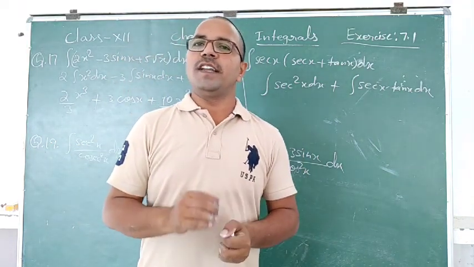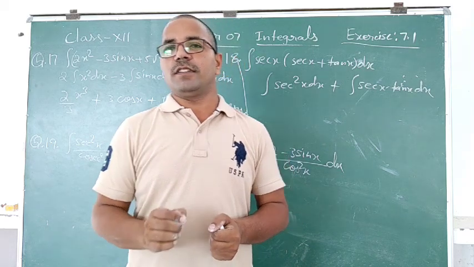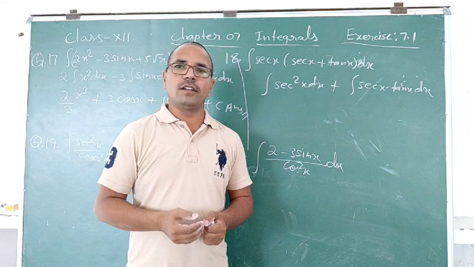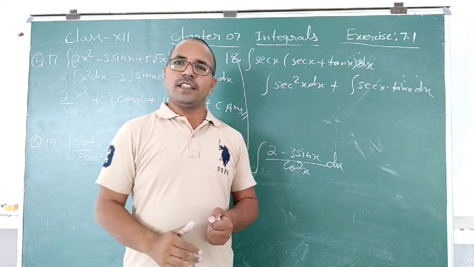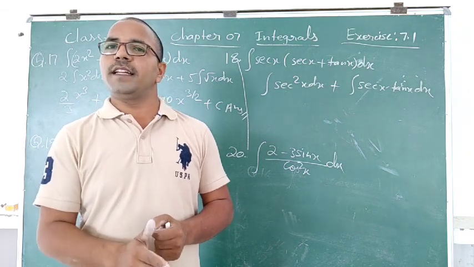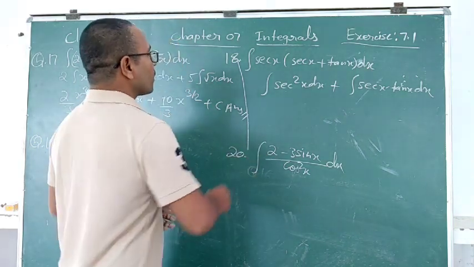Of which differentiation is sec square x? Just think, you will find out it is tan x. Differentiation of tan x will give you what? Sec square x. And the integral of sec square x will give you tan x.